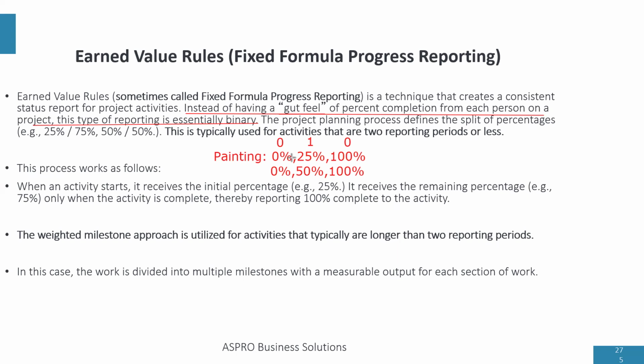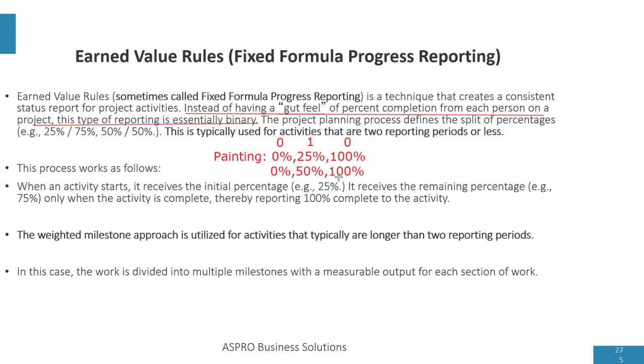So you're working on a project, you don't want people to be giving you gut feel, maybe because there's no real easy way to measure progress. And then you can just fix it for them and say, look, everybody in this project, if you want to measure progress, when you start, report 25%.